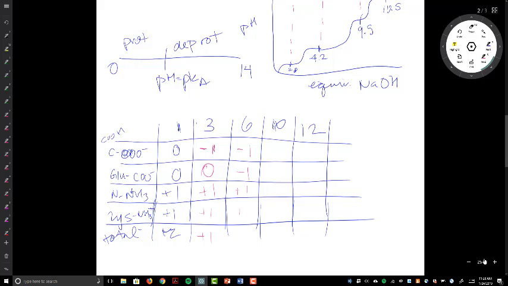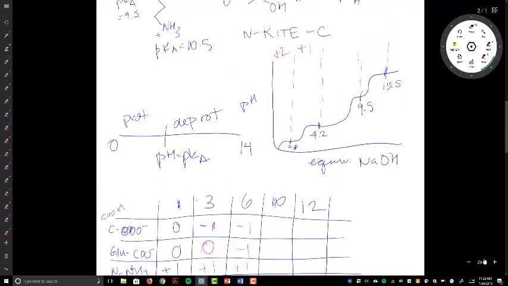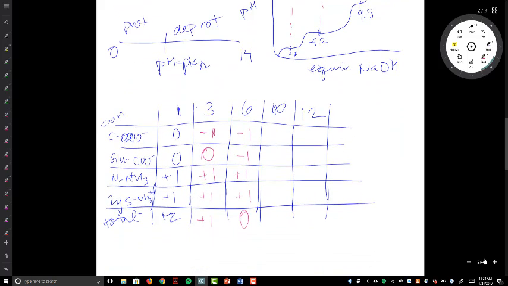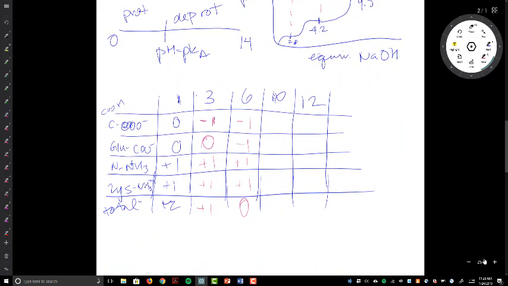So we're going to have +1. So those charges cancel out, and we're going to get a neutral charge between 4.2 and 9.5. At 10, we're above the pKa's of both of our carboxylic acid groups, and in fact, we can go ahead and fill that out for 12 as well because we're well above the pKa for both.